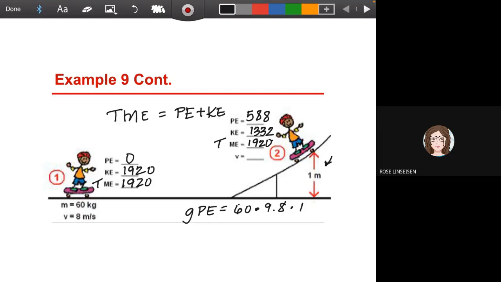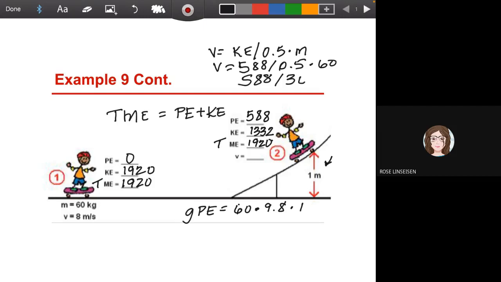All right, now let me show you how you can figure out how fast this person is going. This is the one thing we really haven't done yet. So if I want to figure out velocity, my velocity is going to be equal to my kinetic energy divided by 0.5 times the mass. All right, that's the formula for it. So I'm going to put my numbers in there. My kinetic energy is 588 joules, and 0.5 times 60. So I'm going to take 588 divided by 30.